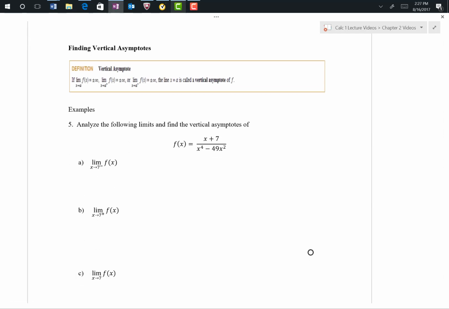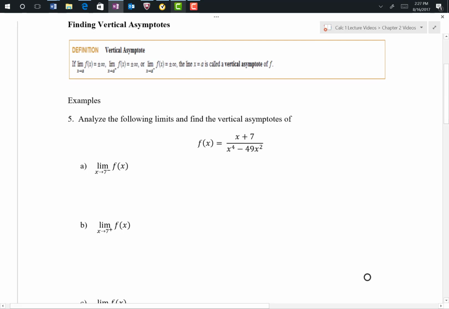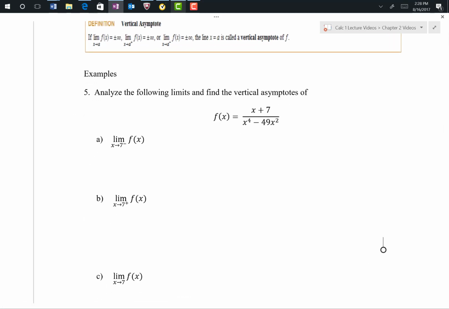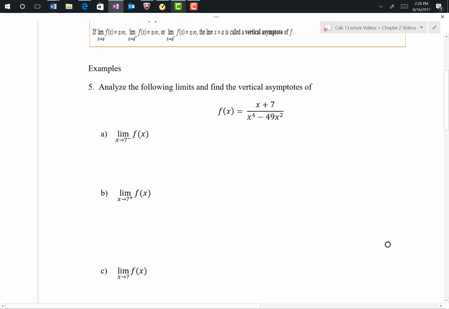Finding vertical asymptotes. By definition, if the limit as x approaches a of f of x is either plus or minus infinity, either the two-sided limit or the one-sided limits, then the line x equals a is called the vertical asymptote of f. So we're going to analyze the following limits to find the vertical asymptotes. So the limit as x approaches 7 from the left of f of x.